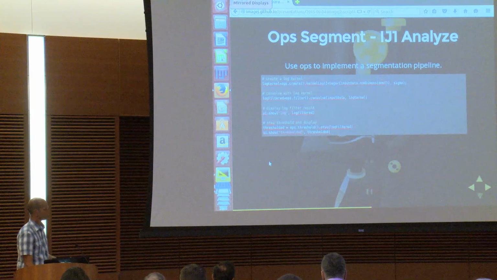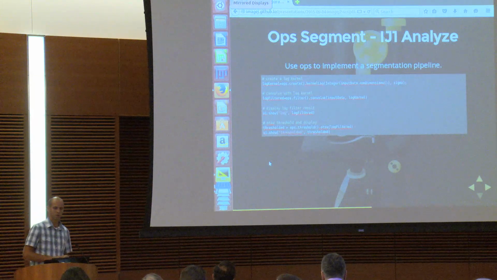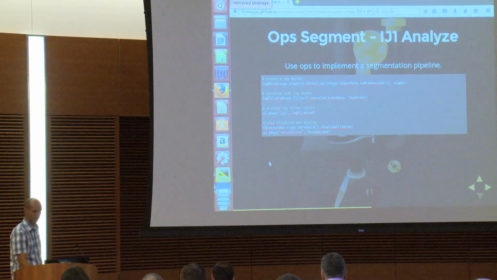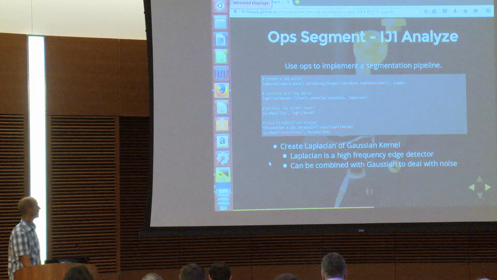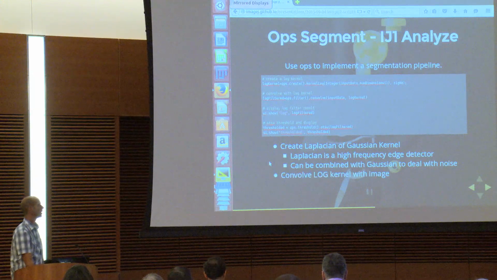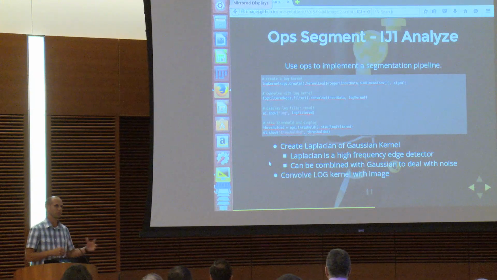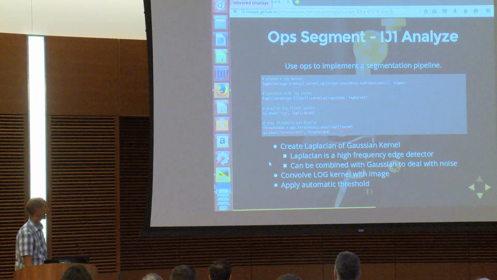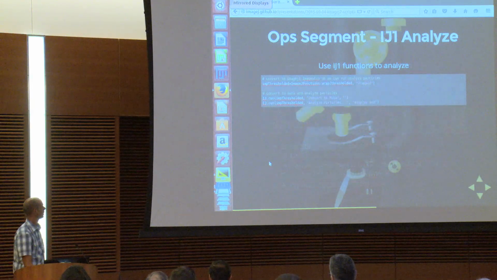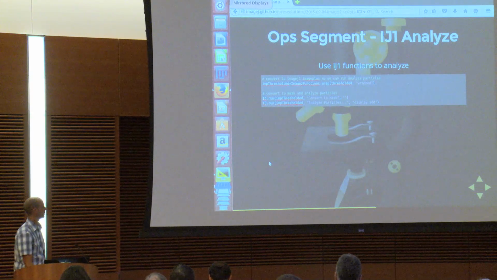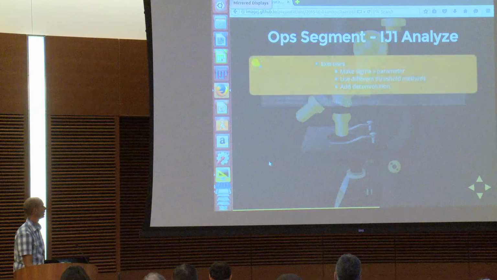So the next segment of this then uses ops to implement the traditional segmentation pipeline. We use this Laplacian Gaussian kernel. It's like a high-frequency edge detector that's combined with the Gaussian, so it does edges and noise at the same time. And then we apply an automatic threshold. And then the final step, we use IJ1 functions to analyze.